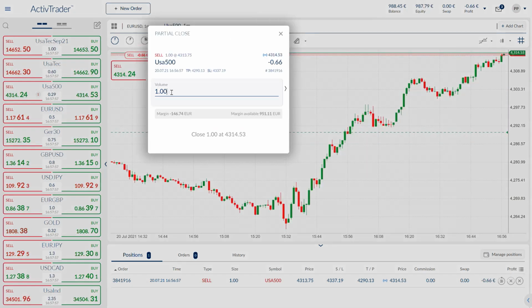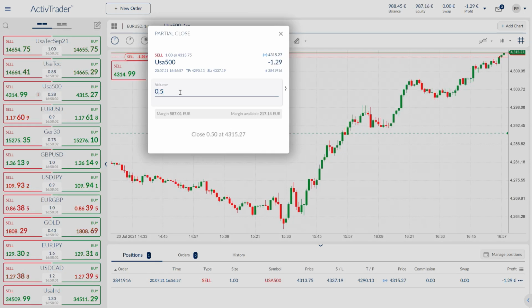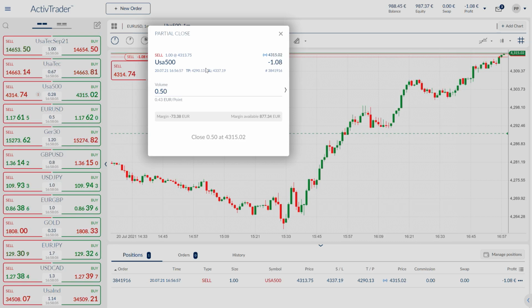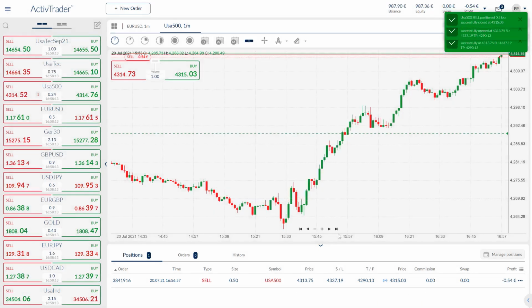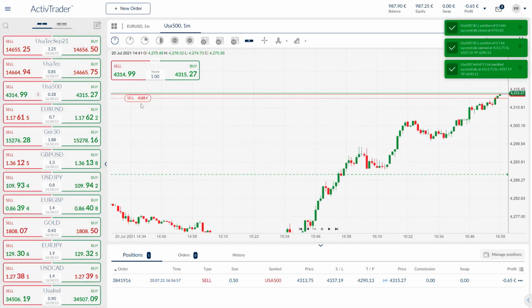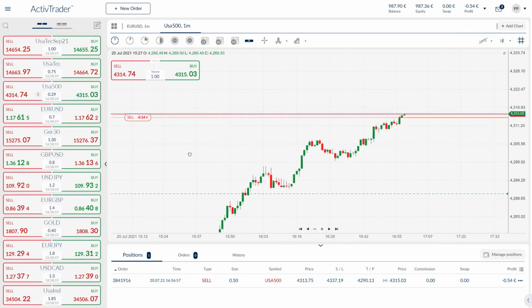So current volume is 1. If you want to close half of it, you go for 0.5. Are we okay? All right. So if I do this, I can close half my position. That's it. Now I only have half a contract remaining. All right?